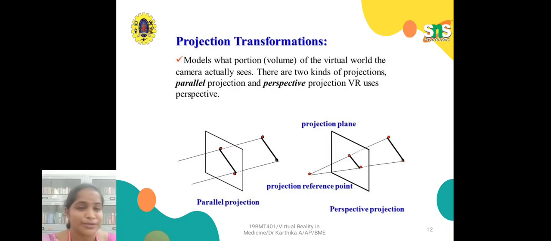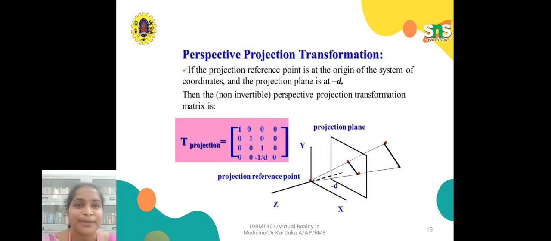In projection transformations, we model what portion, what volume of the virtual world the camera actually sees. There are two kinds of projections, parallel projection and perspective projection. VR uses perspective. See here the parallel projection and projection plane, projection reference point and perspective projection. With the help of these projection transformations, we can get the perfect transformations at the user side. See perspective projection transformation. Here we have projection reference point and projection plane. We have to map both.